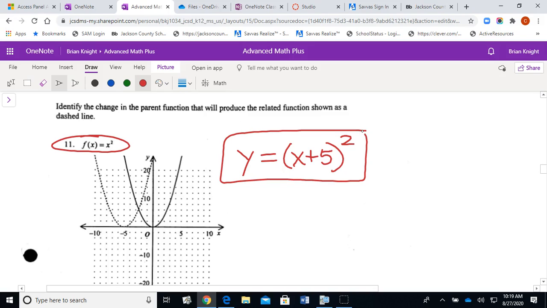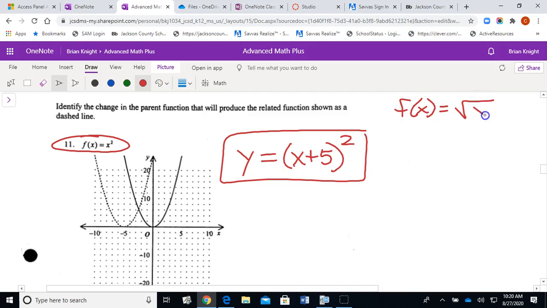Okay? So if it's in parentheses, do the opposite. If it's anything in parentheses, you do the opposite. Not just absolute value. Yeah, that goes with every family that you do. Moves it left and right. Goes inside. You do the opposite. It doesn't matter if you're talking about quadratics, cubics, absolute values, rational equations, square root equations. It doesn't matter.